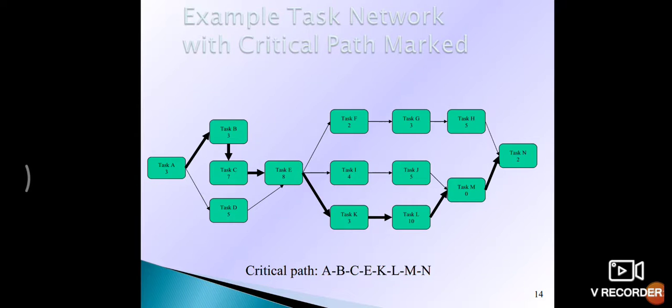Critical path A to B, it is given over here. You can give it as an example in your examinations if asked. Then it is E to K.